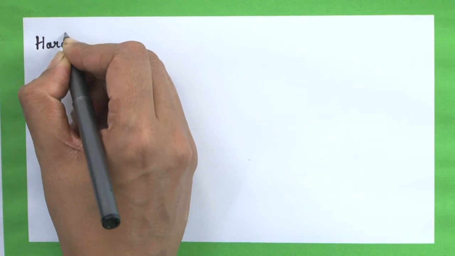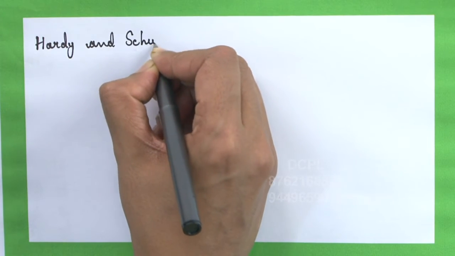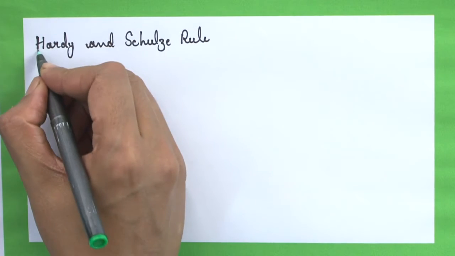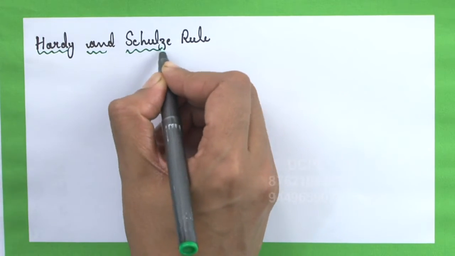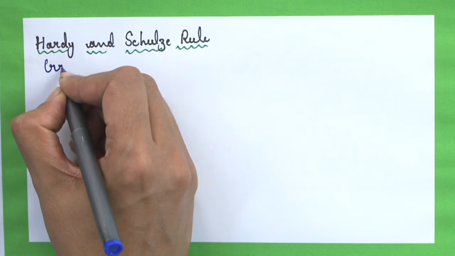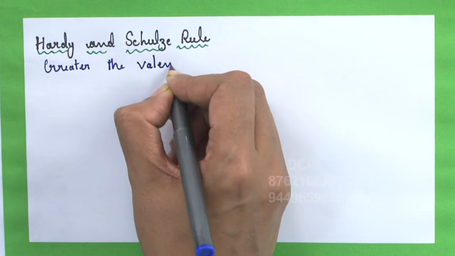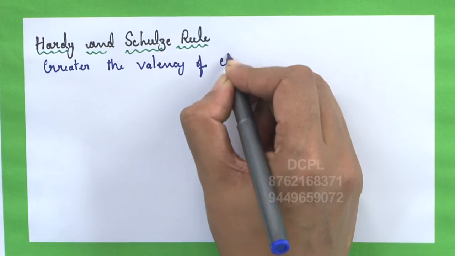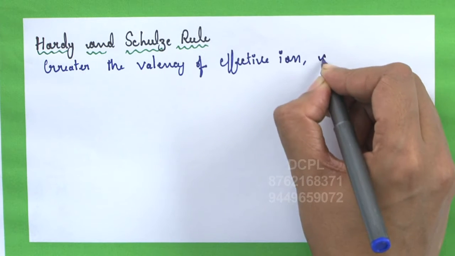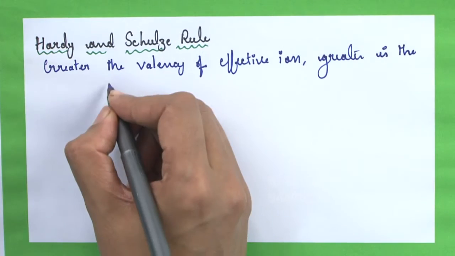Hardy and Schulz rule. It's very important. It is just a one line statement but very effective. Greater the valency of the effective ion or an active ion, greater is the coagulation.